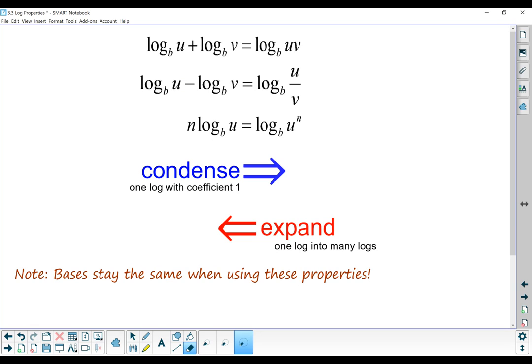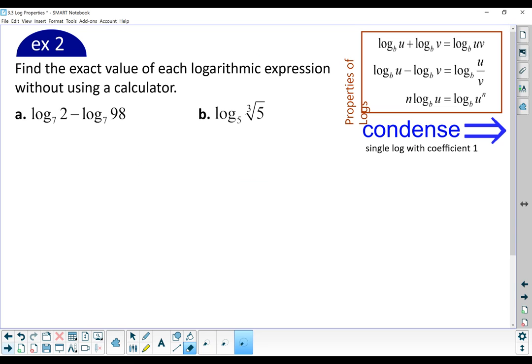Whenever we're using these rules, the base that you're in will stay the same throughout the problem, and it will either be condensing or expanding. So let's do a few examples. This one says, find the exact value of each log without using a calculator. So I've got a couple of logs here. We are going to use condensing to help us.